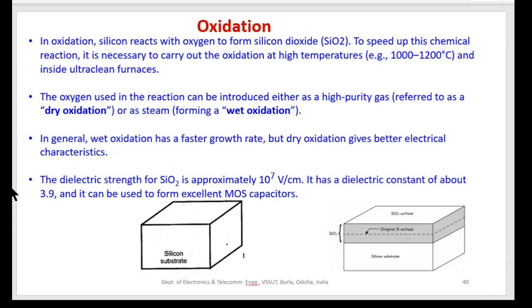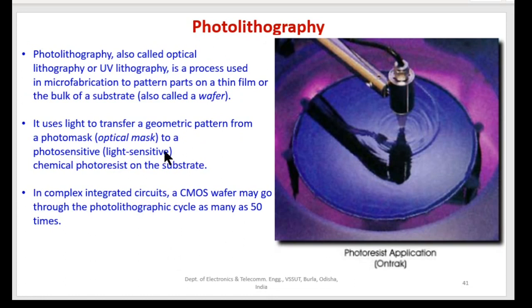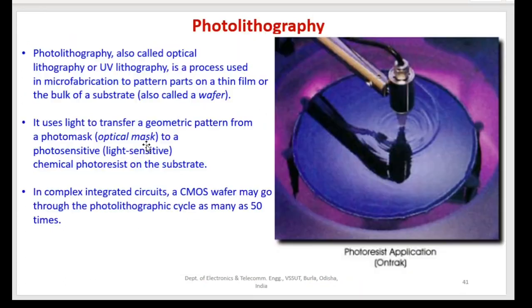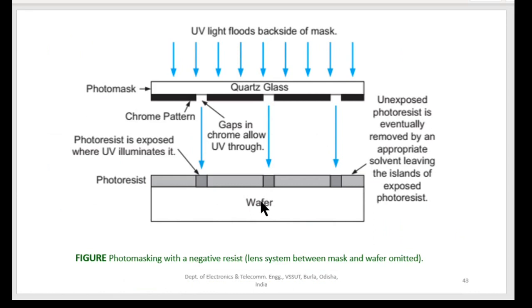So what we have seen, two steps, two processes: oxidation and photolithography, right? Next is, okay, this is the same, these explain the same steps that we have seen in the earlier slides. Okay, this you can use for revising those steps. This is photoresist material, this is photo mask, then UV light bombarded, it is passing through this region, and then those things we have already seen.